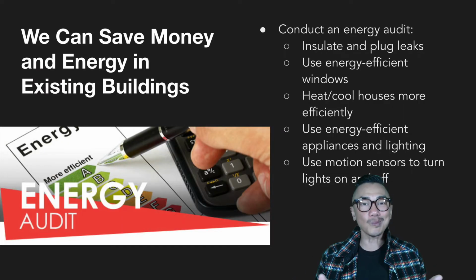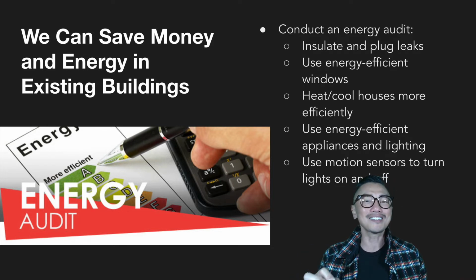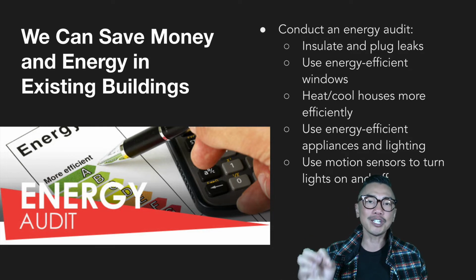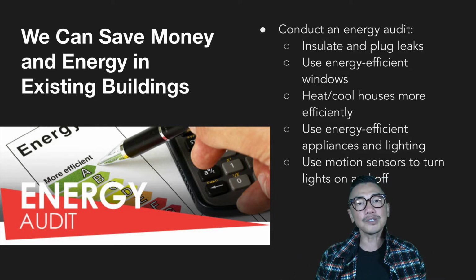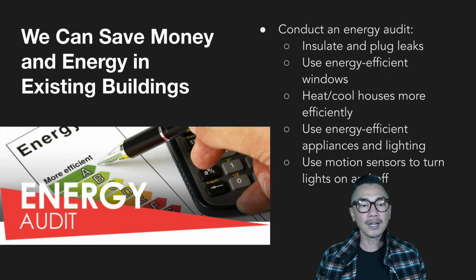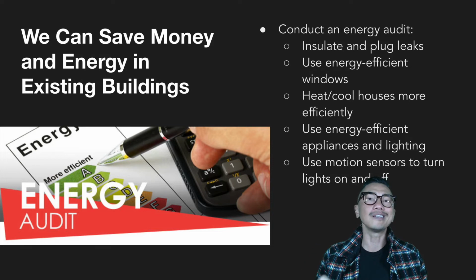In existing buildings, we can perform energy audits to identify and address where energy is being lost and wasted. Solutions identified by an energy audit can include insulating and plugging leaks, using energy-efficient windows, heating and cooling houses more efficiently, using energy-efficient appliances and lighting, and using motion sensors to turn lights on and off.